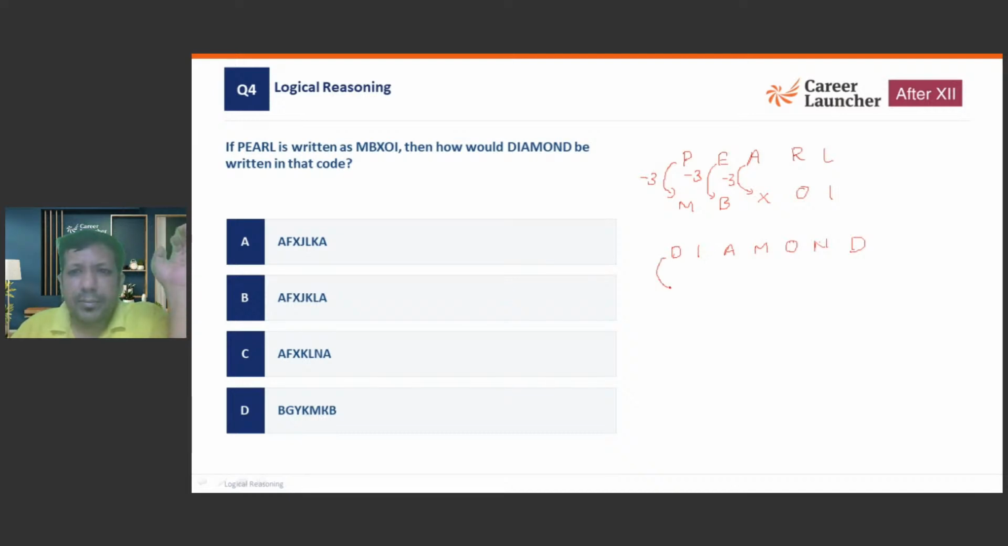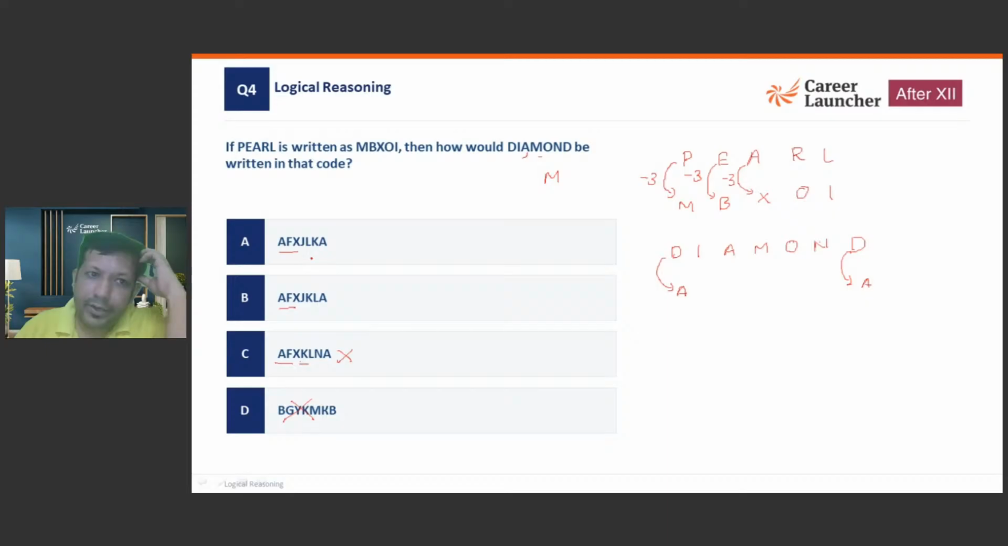Now D, -3 is going to be A. Okay, that helps me eliminate this option. This D is also going to be A, but unfortunately all the options are giving me A only. Now A is going to be X, which means the third alphabet should be X. I'm not calculating the second alphabet because these three are same. Then N, -3. If I go J, K, L, M, it can't be K, so that is eliminated.